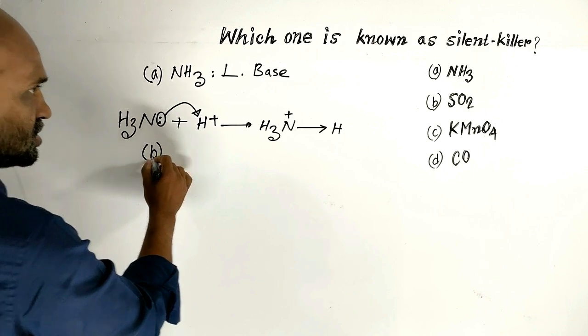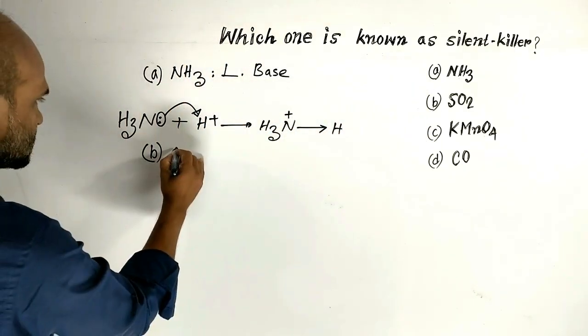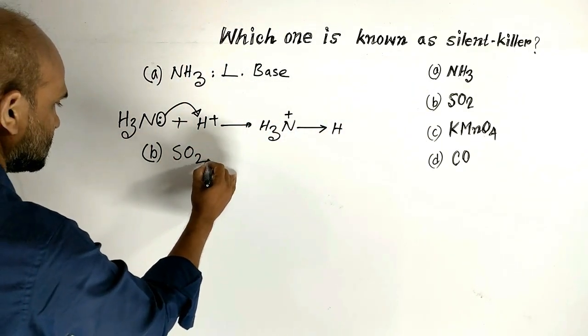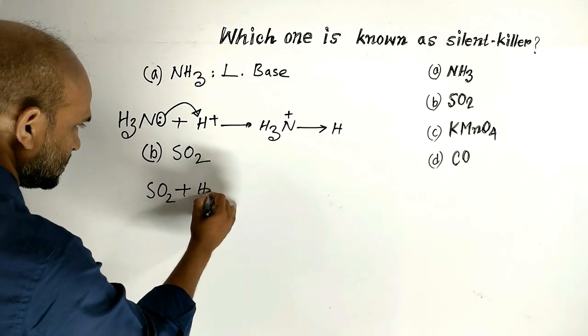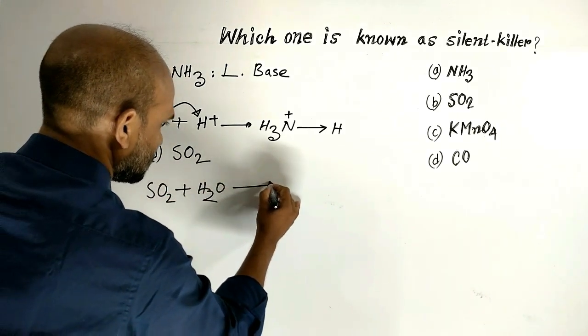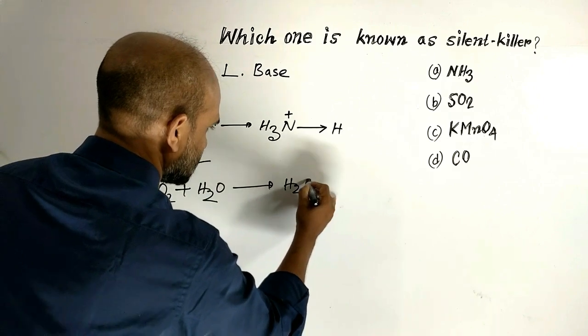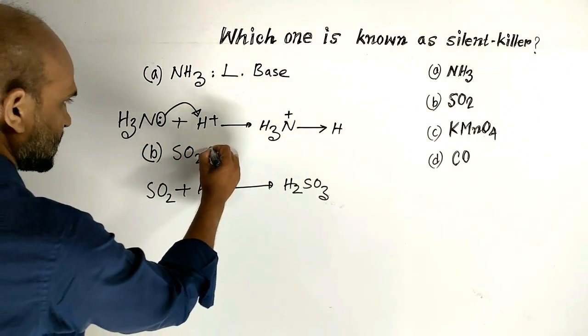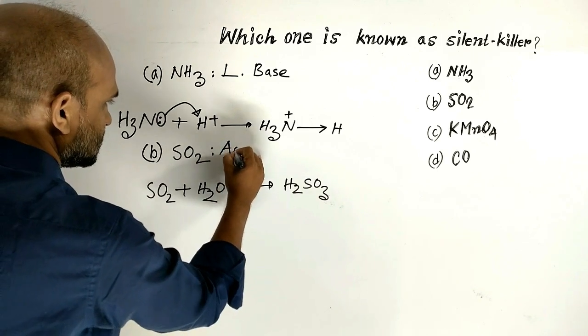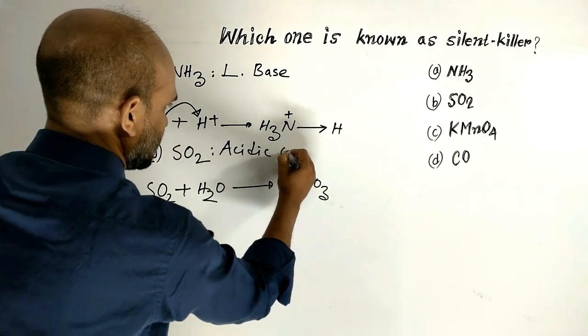Number B, sulfur dioxide. Sulfur dioxide reacting with water forms sulfurous acid. So sulfur dioxide is acidic oxide.